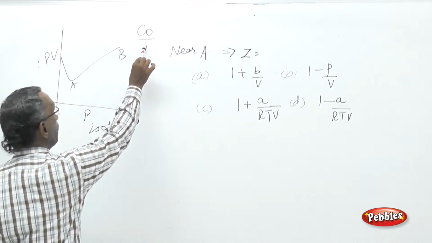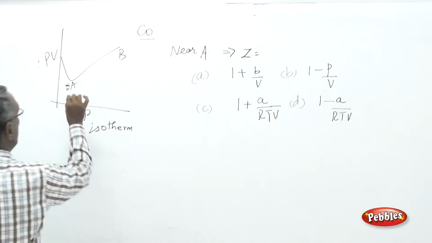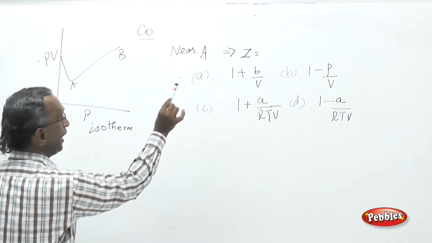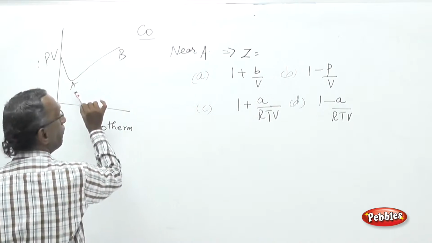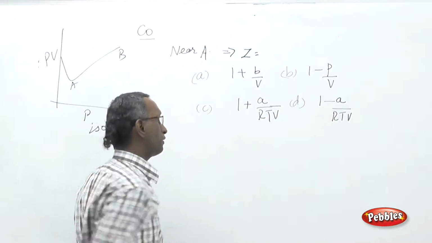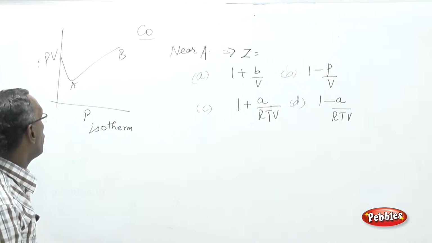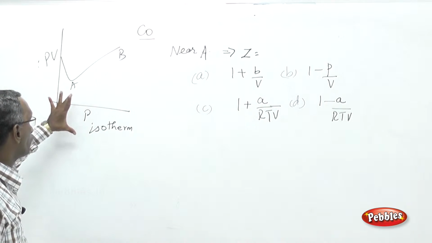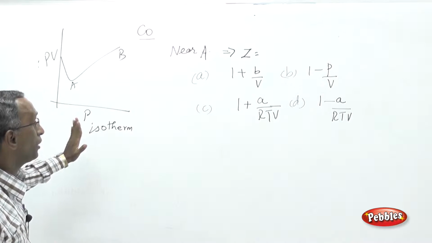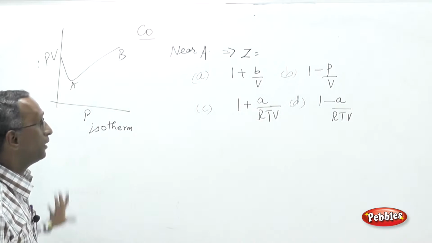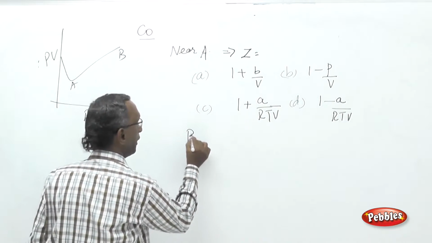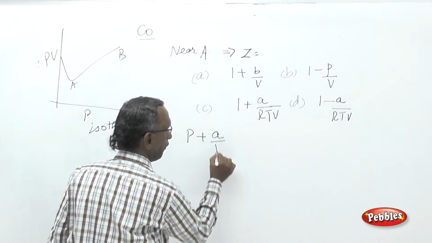So carbon monoxide isotherm is given in the figure. In this figure, the question asked is, near the point A, the compressibility factor is dash. There are 4 choices given. So this figure shows the isotherm of carbon monoxide at a particular temperature. Temperature need not be repeated because it is at a constant temperature. So you have to take the normal equation.